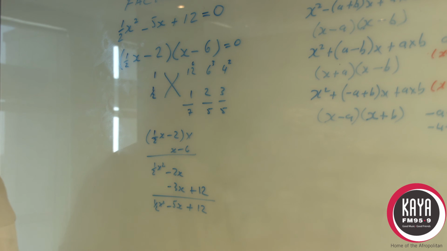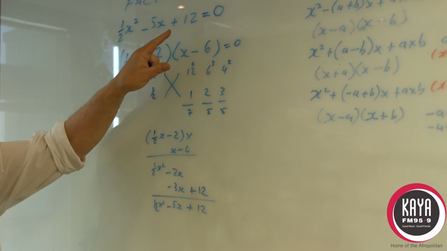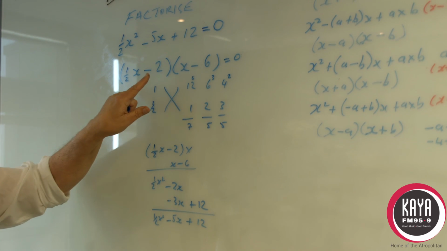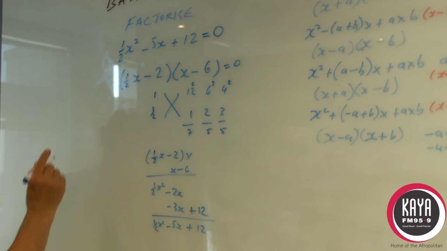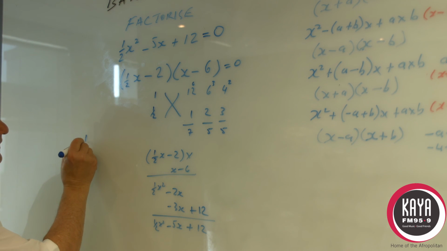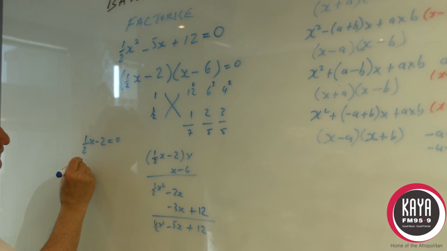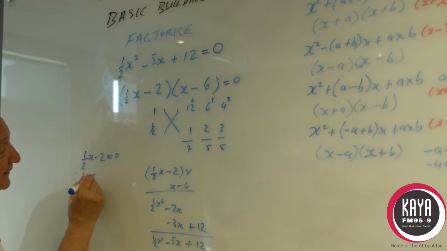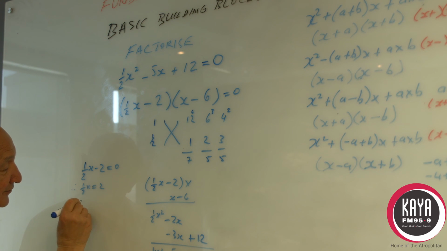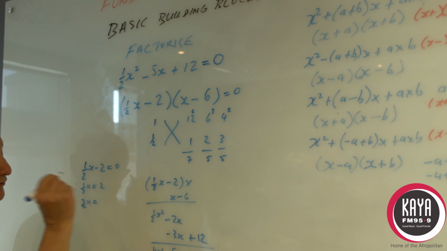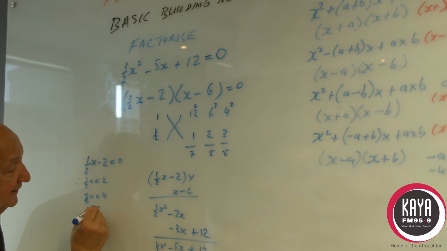In this particular case, I have also put in the fact that we're factorizing a quadratic which is equal to 0. So we would like the roots of these equations. So if we look at the roots here, we have a half x minus 2 equals 0. Therefore, a half x equals 2, and by multiplying both sides by 2, we get 2 over 2 x is equal to 2 times 2, which is 4. The 2's cancel, and x is equal to 4.